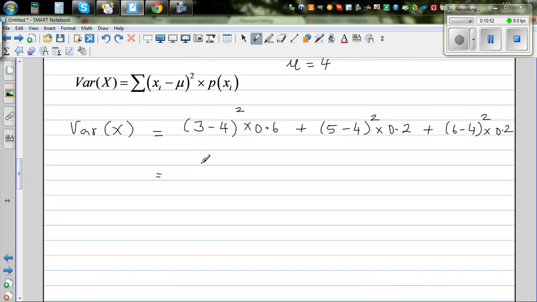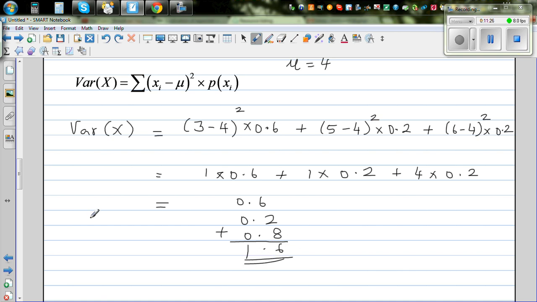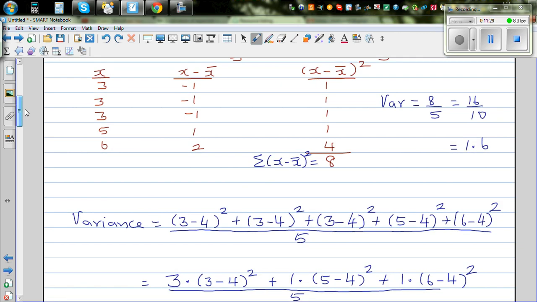So this is minus 1 squared, which is 1, times 0.6, plus 1 squared, which is 1, times 0.2, plus 2 squared, which is 4, times 0.2. Let us do it without the calculator. So this is 0.6, this is 0.2, and this is 0.8. And if you add them up, this is 1.6, and that's what we got when we found the variance of these data using this formula.